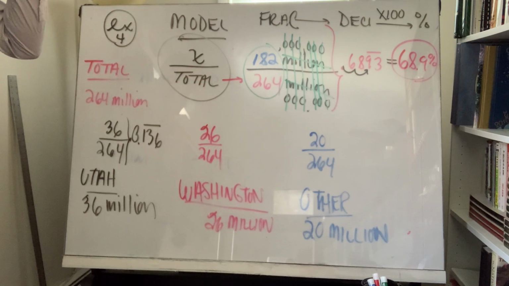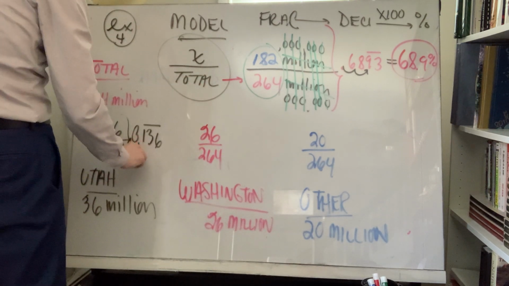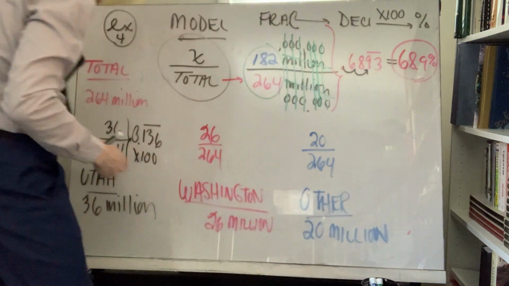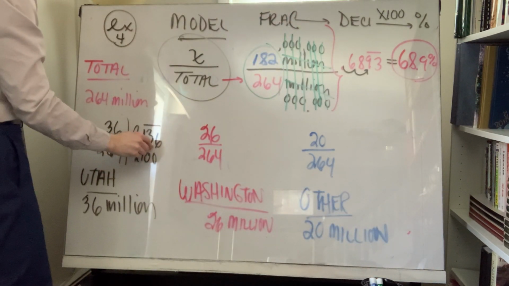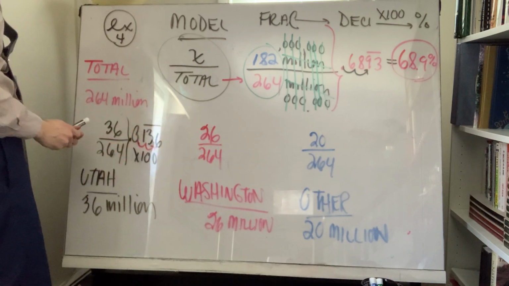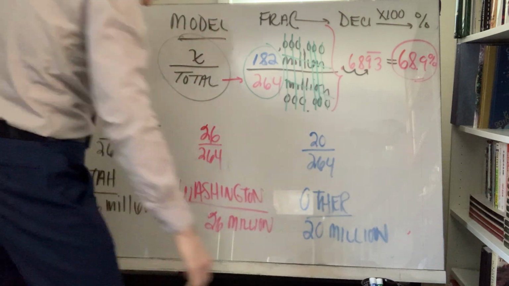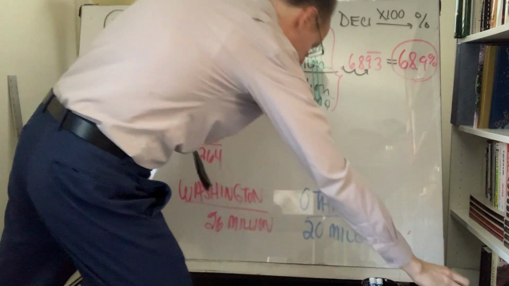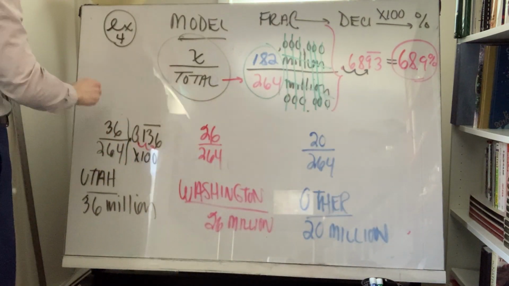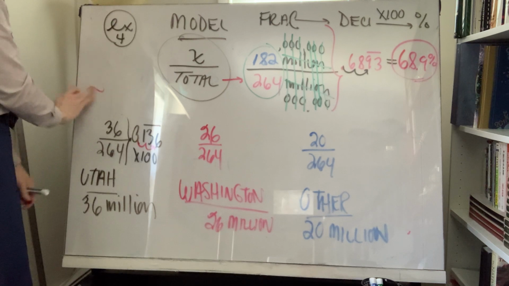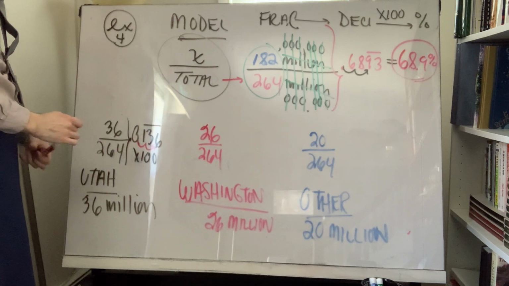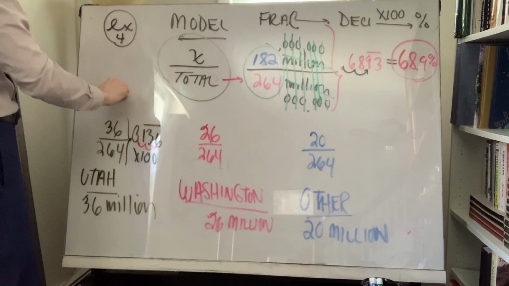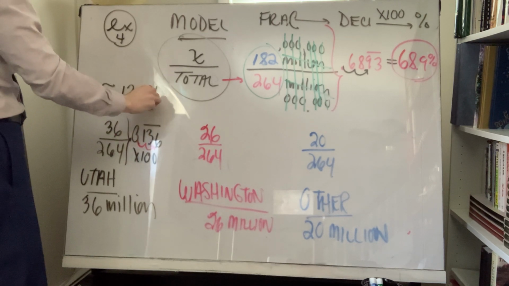So if you then multiply by 100, the effect would be that you scoot the decimal point over twice to the right, which means you would end up with, approximately, let's see, 13.6%.